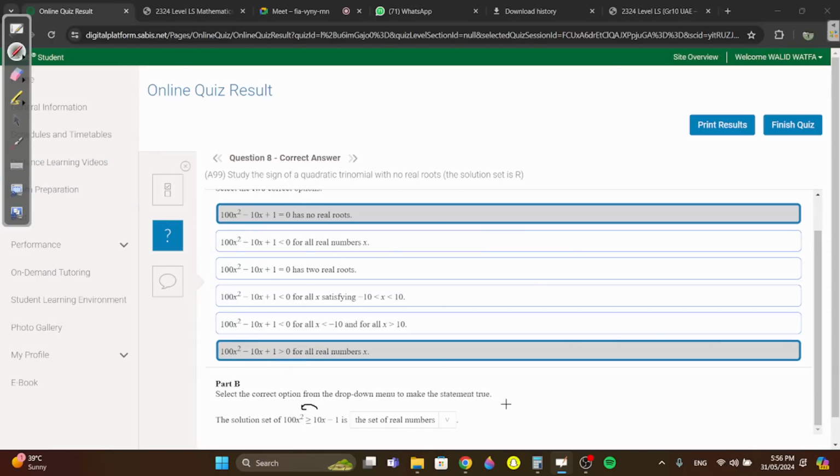Obviously we take everything to one side. So it's going to be 100x squared minus 10x plus 1 greater than or equal to 0. Okay, when is it greater than or equal to 0? When is it positive? It's positive, we said, for all real numbers, and it never equals 0, so you could just say all real numbers.